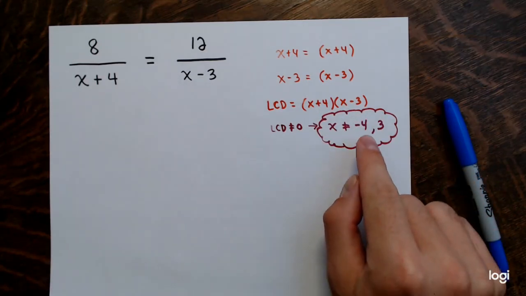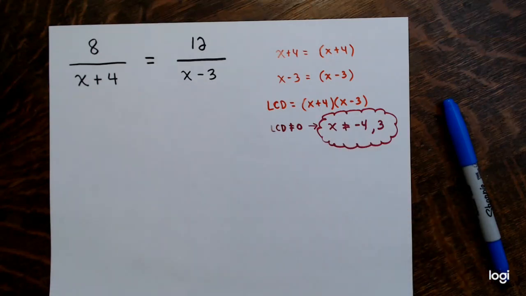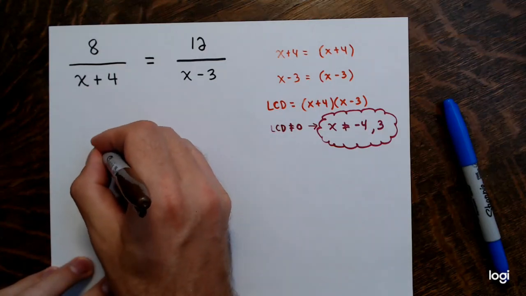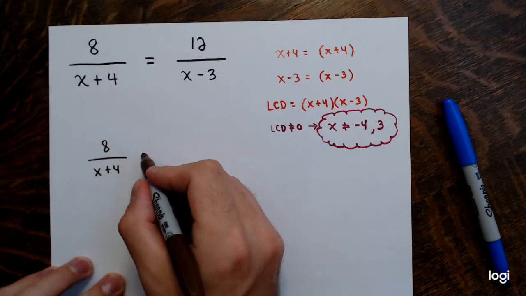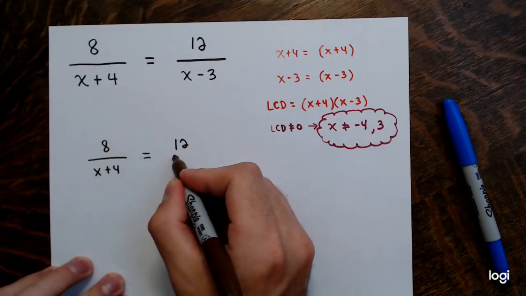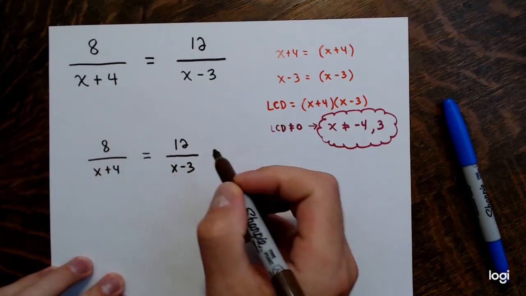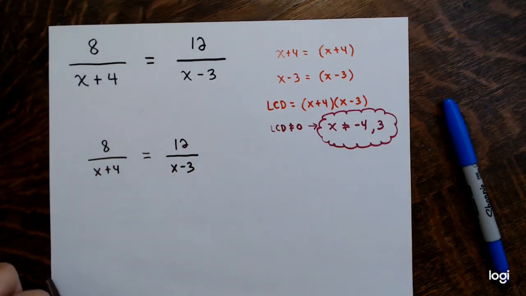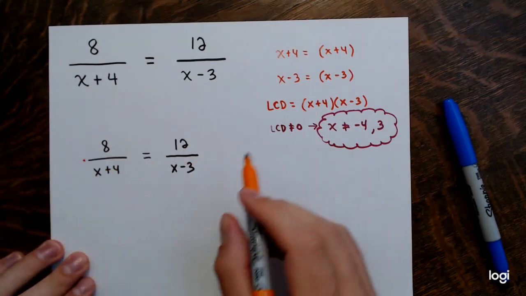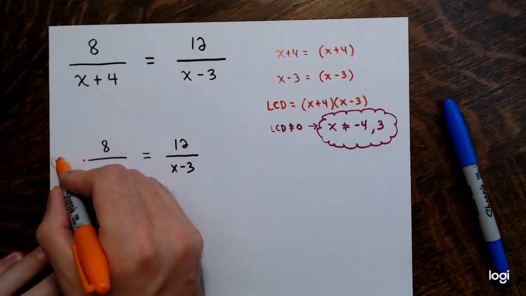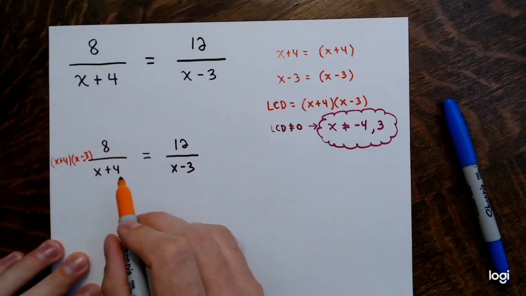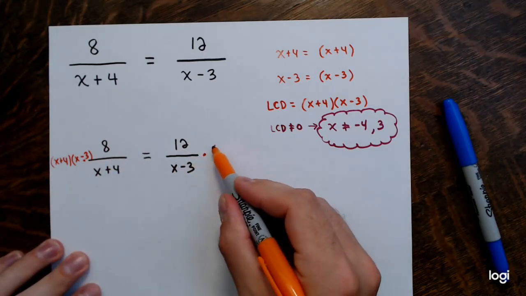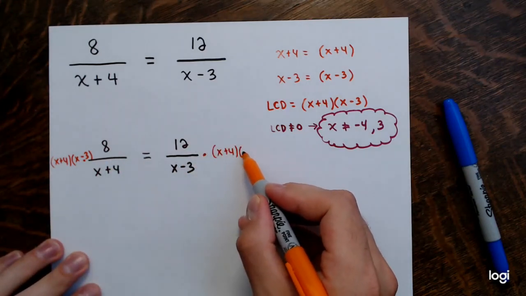So as long as you keep that in mind, I'm going to multiply both sides by the LCD. Here's the equation again. 8 divided by x plus 4 equals 12 over x minus 3. And I am multiplying the left side by this LCD, x plus 4 times x minus 3, and then multiplying the right side by the same thing, x plus 4 times x minus 3.